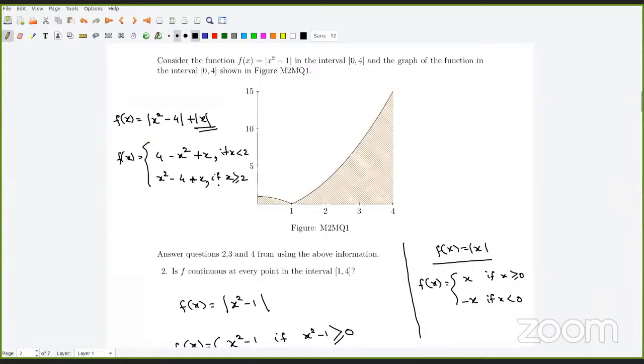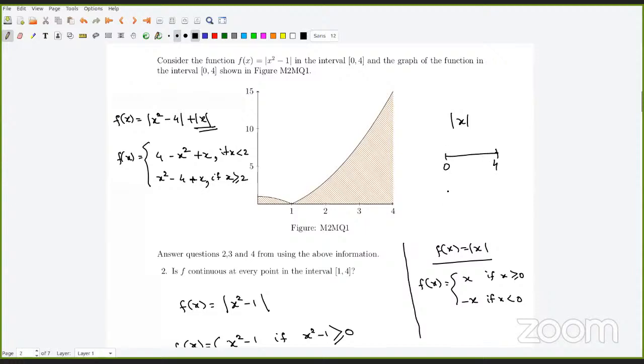Is it clear? Yeah. Okay. We can write this, right? And once we can write it, then we can solve this problem, whether it is continuous or not. Could you explain once more why mod x does not play a role? I mean, what is the value of mod x in interval 0 to 4?